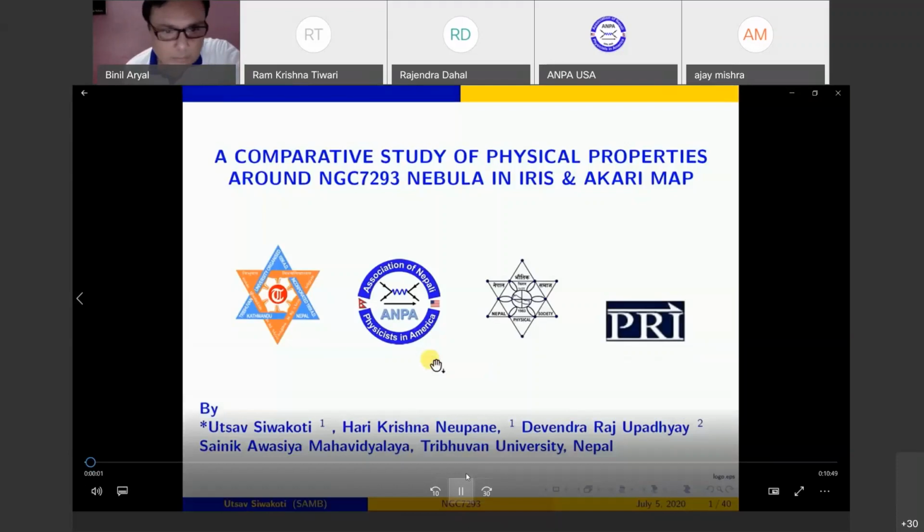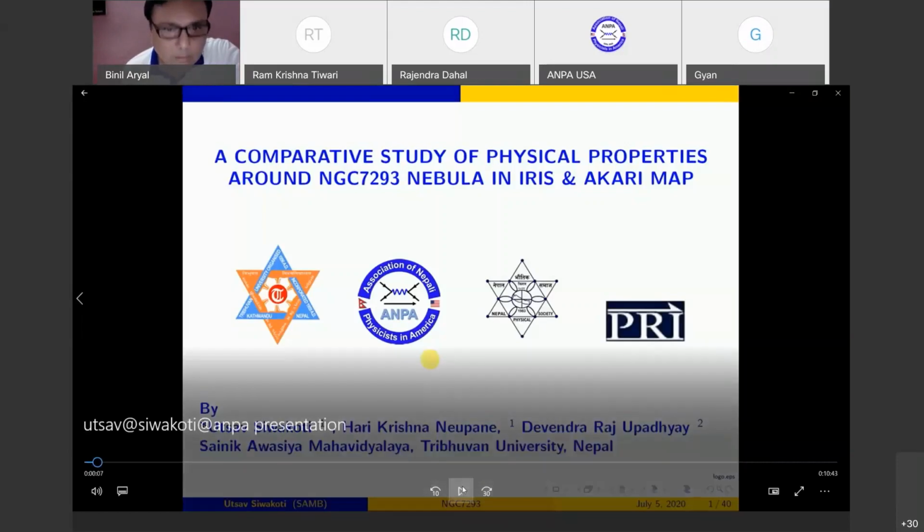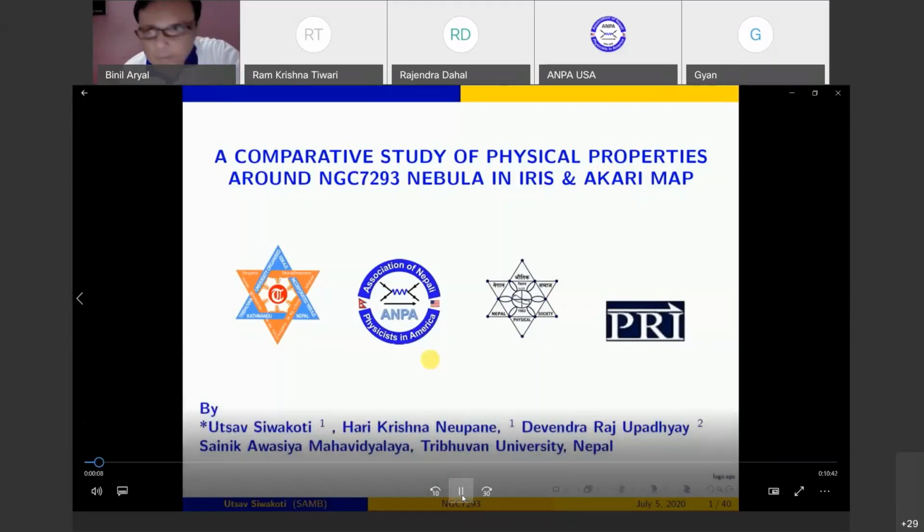This is Utsav Sivakoti, and the talk is titled A Comparative Study of Physical Properties Around NGC 7293 Nebula in IRIS and Akari Maps. NGC 7293 is a planetary nebula, also known as the Helix Nebula. So, we will do the comparative study in a graphical manner.